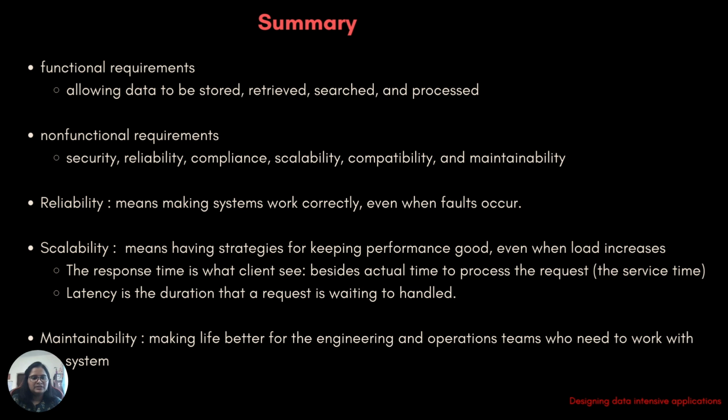In reliability, we discussed how faults can occur in hardware and software systems and how some fault-tolerance techniques can hide certain types of faults from the end user. In scalability, we saw multiple ways of describing load and performance quantitatively. The maintainability topic went into detail on abstraction, how good abstraction can help reduce complexity and make the system easier to modify and adapt for new use cases.